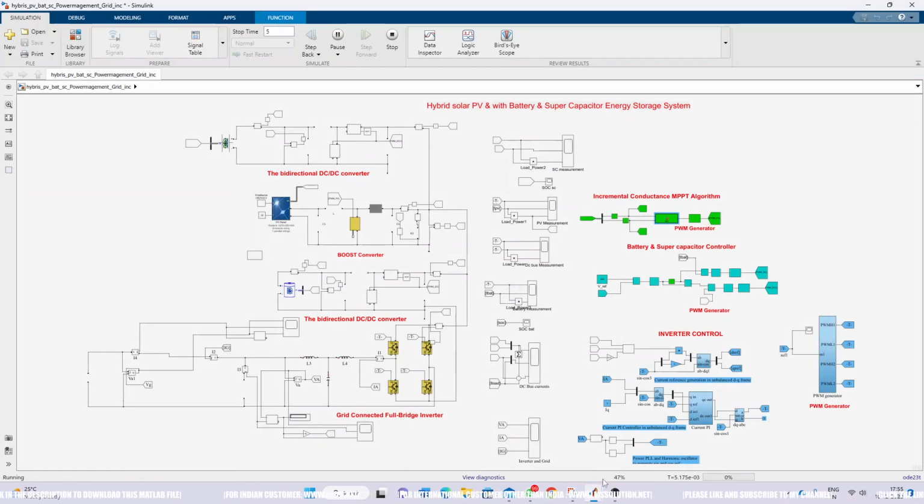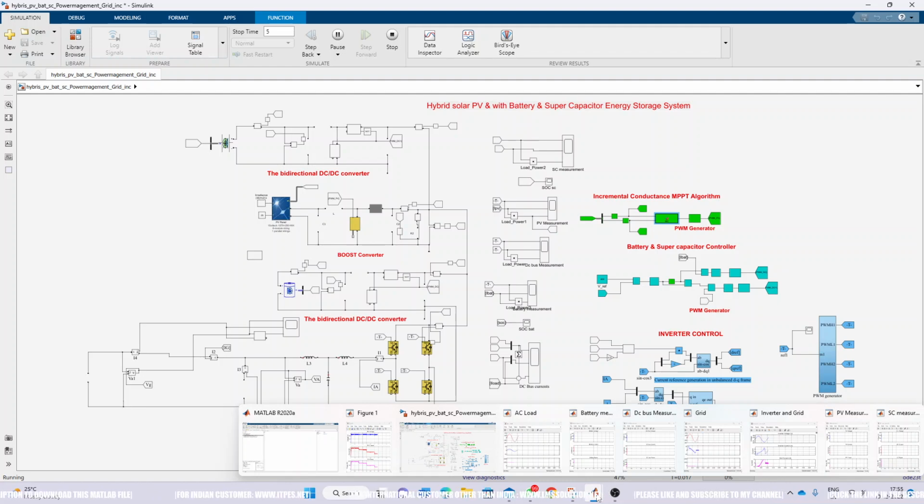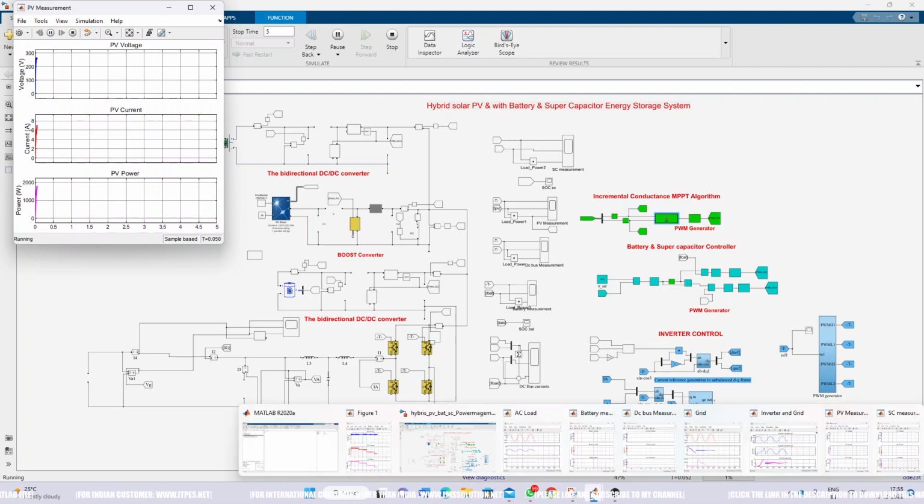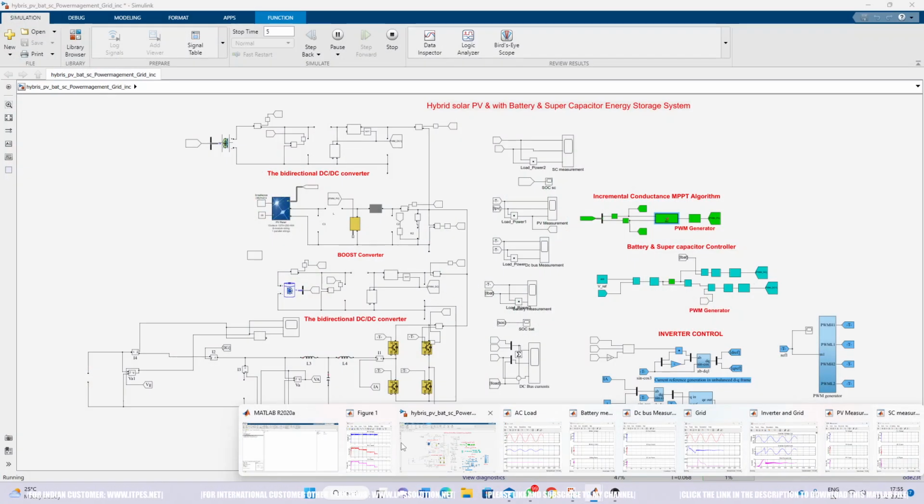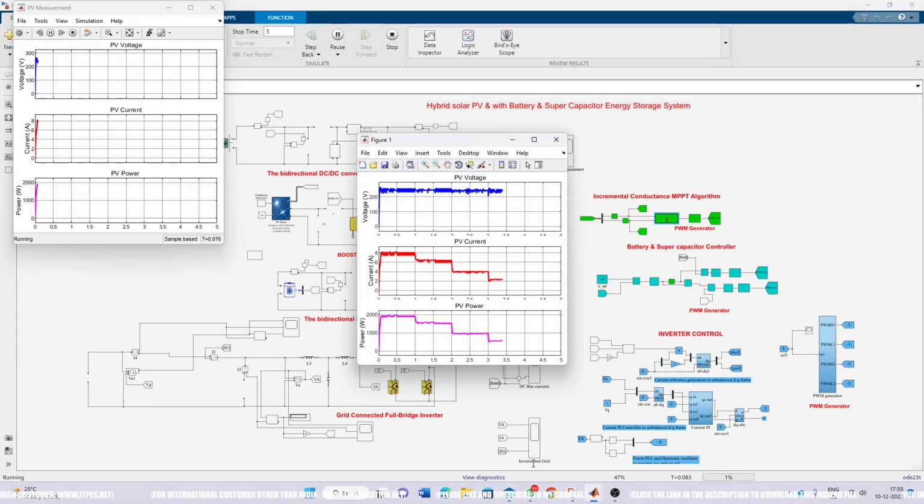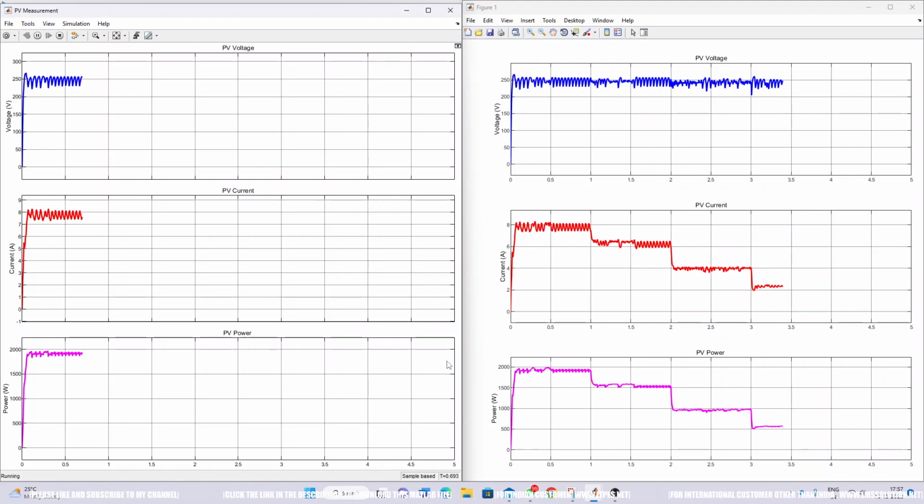Next we have to compare the result of the PV power, because we changed only the PV power. We have to wait for 1 second, that means up to completion of this. So here you can see the difference of the power of P and O MPPT and incremental conductance, right? You see that, right?